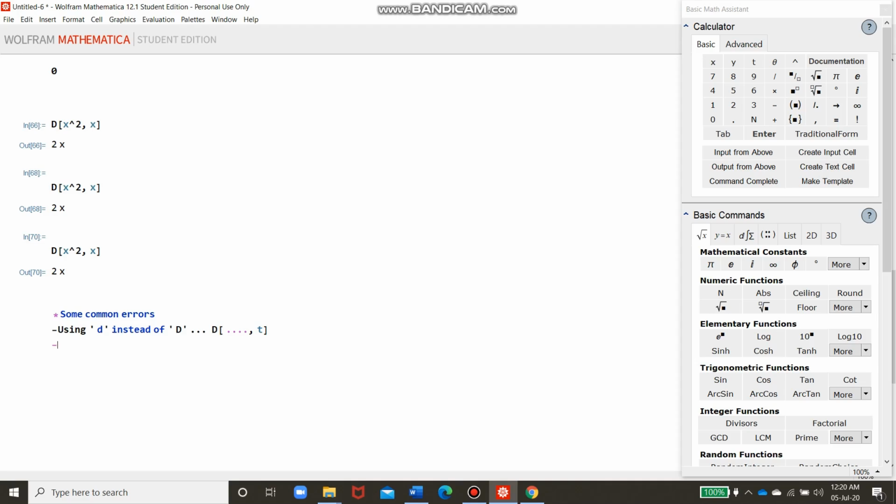The next common error is using curly brackets instead of square brackets. I just showed you an example earlier. Make sure you don't mess it up. And then using the wrong punctuation marks. So make sure you use a comma after your equation. Make sure this is essential.